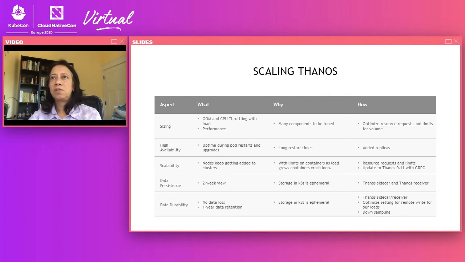Thanos Sidecar sends data to an object store repository. This component is fairly robust and gave us data durability for data persisted to disk. This in Prometheus is every 2 hours. And we used InfluxDB for the immediate time window.